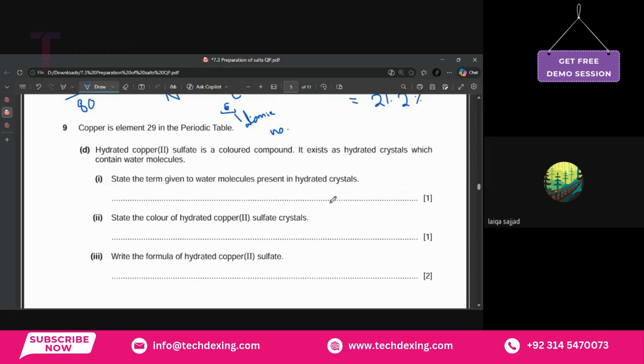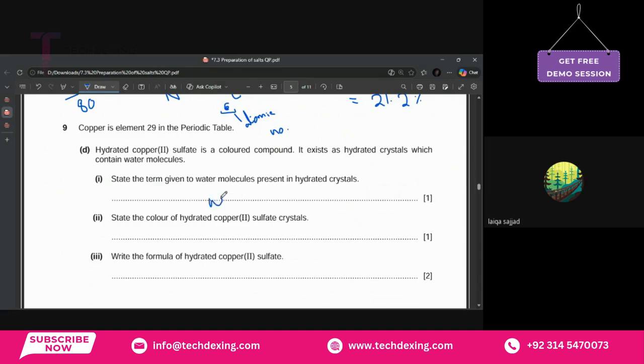Copper is element 29 in the periodic table. Hydrated copper sulfate is a colored compound. It exists as hydrated crystals, which contain water molecules. State the term given to water molecules present in hydrated crystals. What do we call the water molecules that are present inside the crystals? Water of crystallization. Yes, it's called water of crystallization.